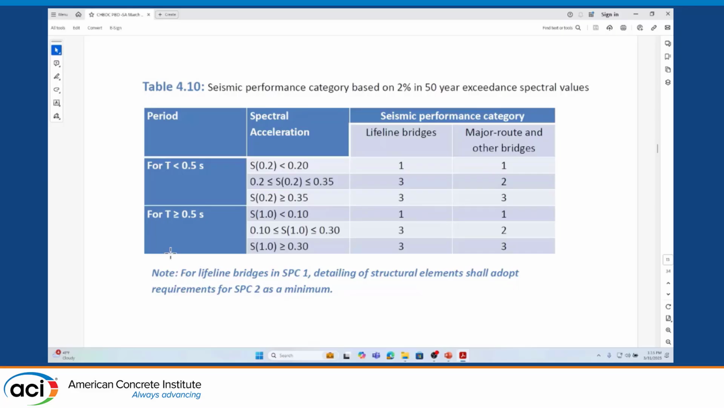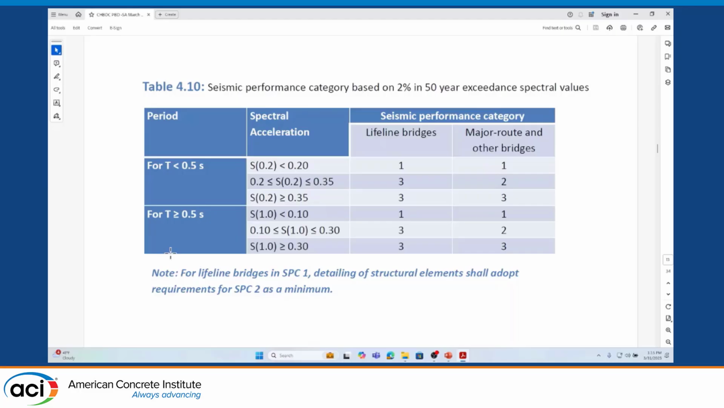When you have low seismicity, in both cases, you can see for less than 0.5 second or larger than 0.5 second, your seismic performance category is considered 1. 1 means seismicity is very low, and 3 means the highest. So as you can see from the presentation, when you have larger than 0.3, and the period is more than 0.5 second, it is seismic performance category 3, and so on.